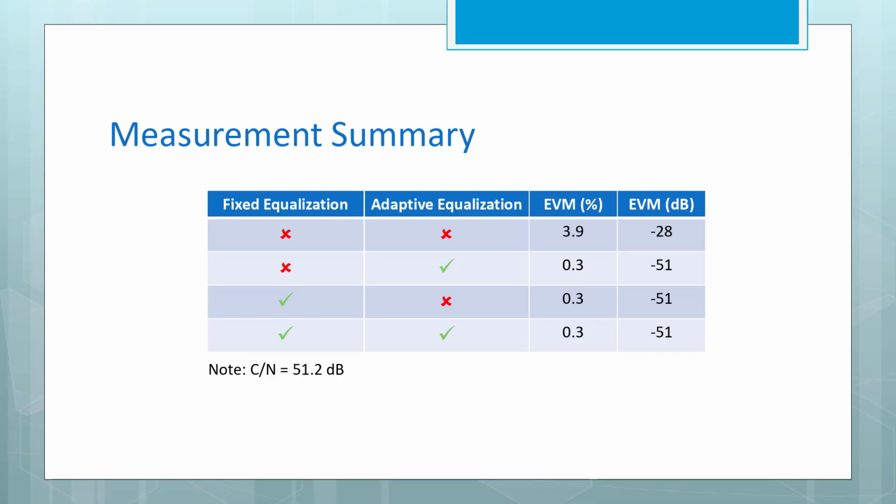Then we saved the tap coefficients and we just used fixed equalization using those with no adaptive equalization turned on. And again, the numbers were about 0.3% or minus 51 dB. And then if we turned on both the fixed and the adaptive, really no improvement there over the fixed case. There wasn't much left to clean up for the adaptive equalization. So a very impressive 23 dB improvement in EVM by using equalization.